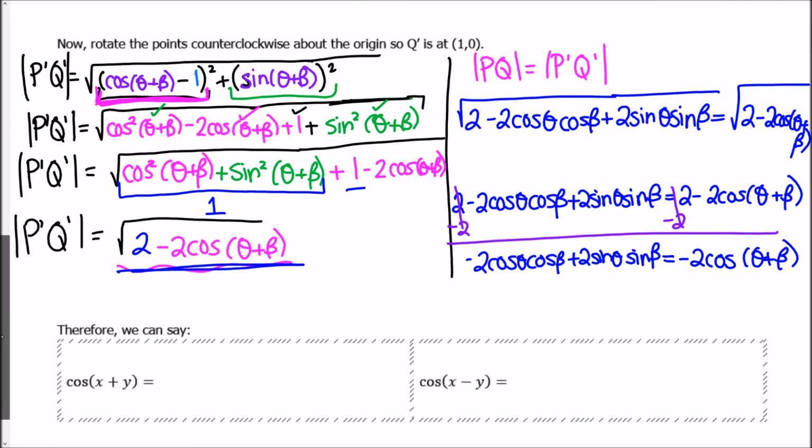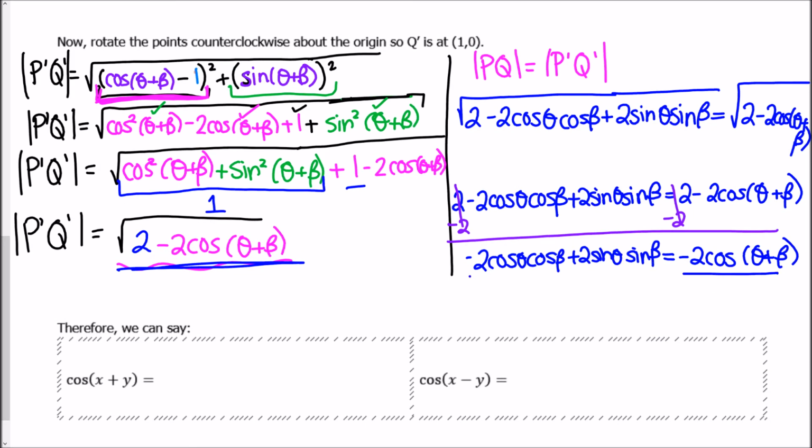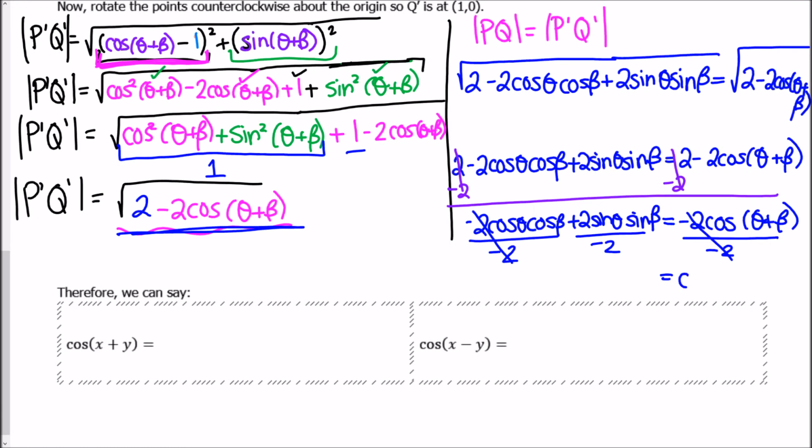Okay. Lastly, I'm just going to divide everything out by the -2 that's in common right here. So those cancel each other out, these cancel each other out, and these cancel each other out to give us a negative. So on this side, I just end up getting cosine of theta plus beta is going to be equal to, over here, I get cosine of theta times cosine of beta, and then here I get minus sine of theta sine of beta. So this right here is going to be one of the formulas that we can use.